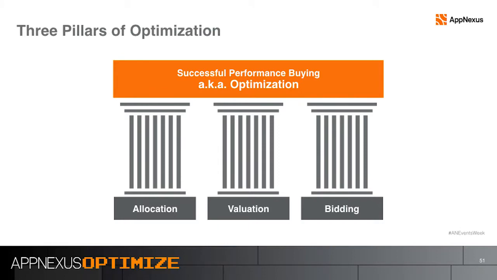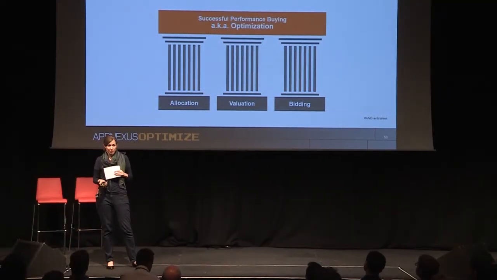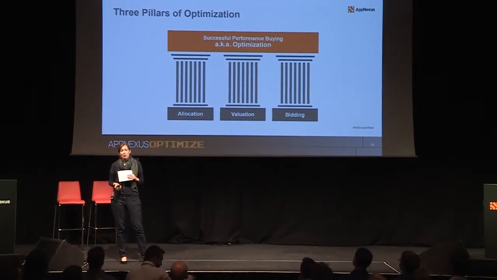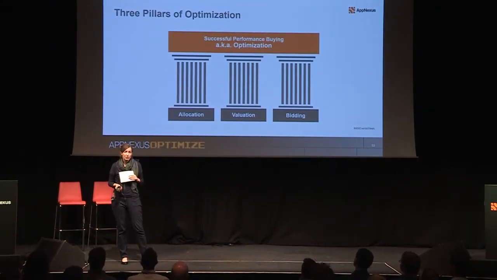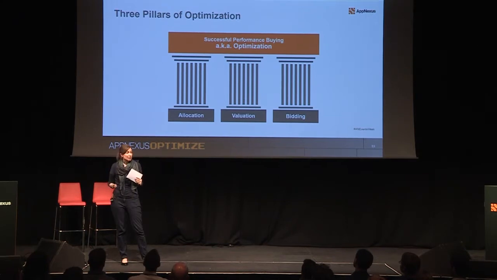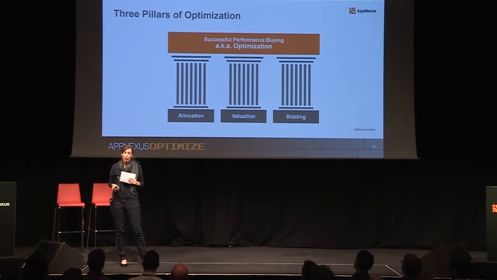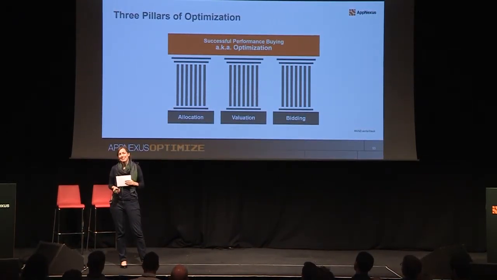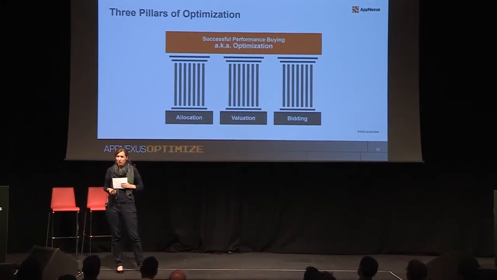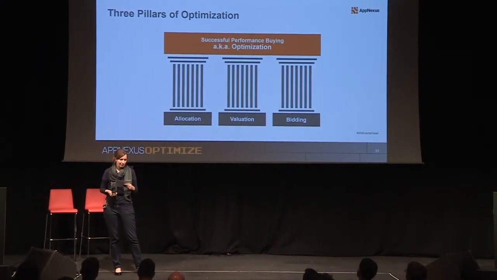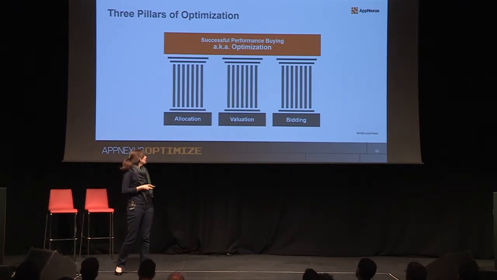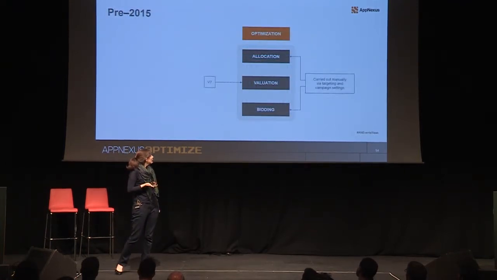I'm going to talk about each of these throughout today. Now, there is, we believe, a mythical fourth pillar, which I'm not going to talk about, but it's related to choosing creatives. Let me just say it's something that we are thinking about. It's in the workshop, so we're not really going to say much more about it today. The three we'll focus on today are allocation, valuation, and bidding. Okay. Now, let's go back actually.